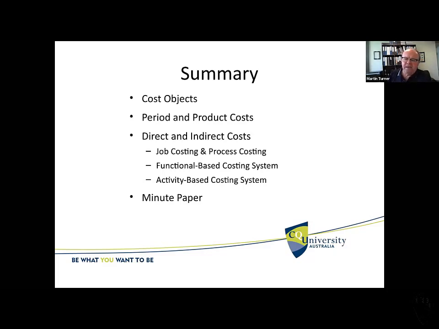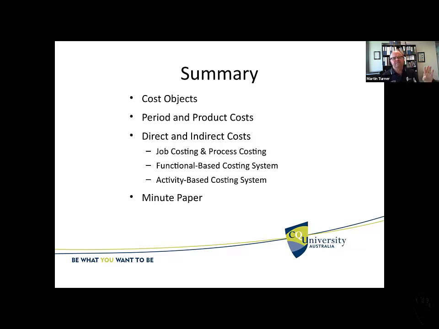You could use a functional-based costing system with job costing or process costing. And functional-based costing systems, which are quite common, is where we make assumptions about the relationship of the indirect costs to the product. And we saw some common examples of that in manufacturing, but the same applies to service. And we'll be looking at these things a bit more in future.